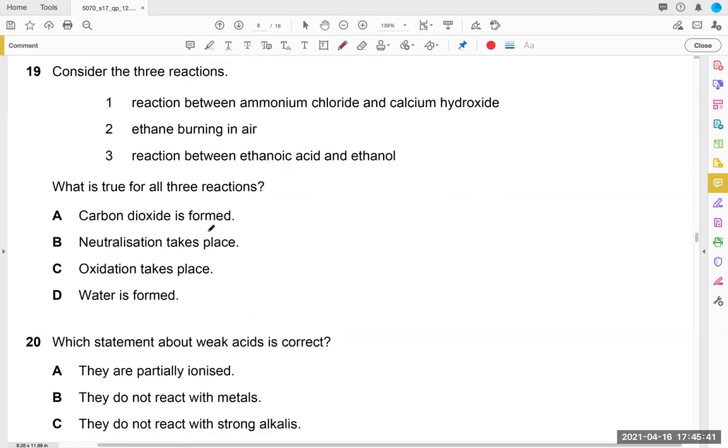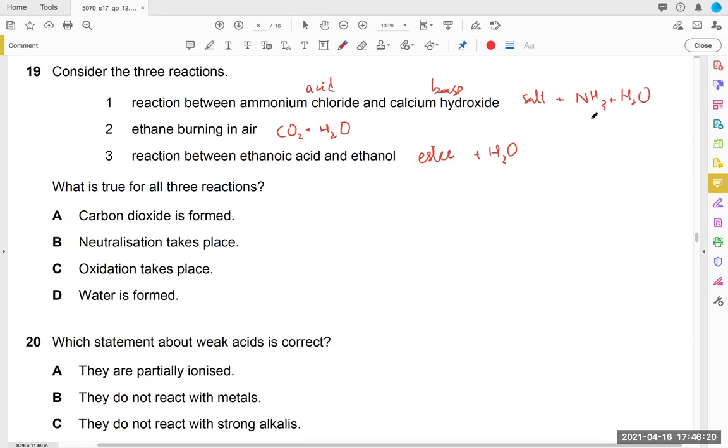All right. Consider the 3 reactions. What is true for all 3 reactions? Let's see. Reaction between ammonium chloride and calcium hydroxide. Ammonium chloride is an acid, calcium hydroxide is a base. They react, they produce ammonia gas, water, and so on. This is a neutralization reaction. Ethane burns in air. Ethane produces carbon dioxide, steam, and that's it. Reaction between ethanoic acid and ethanol produces ester and water. So here we have a salt, ammonia gas, and water formed.